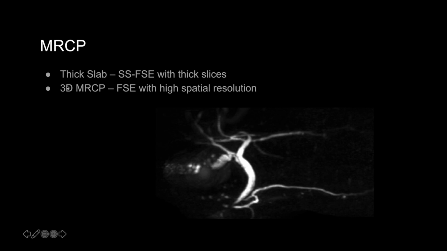And then you can do a 3D MRCP, which is a fast spin echo based sequence that is a 3D sequence with very high spatial resolution. That can take longer to acquire, and again, we'll show you these images shortly when we go through a normal MRI. Now, other practical notes that I think are worth noting for abdominal MRI.